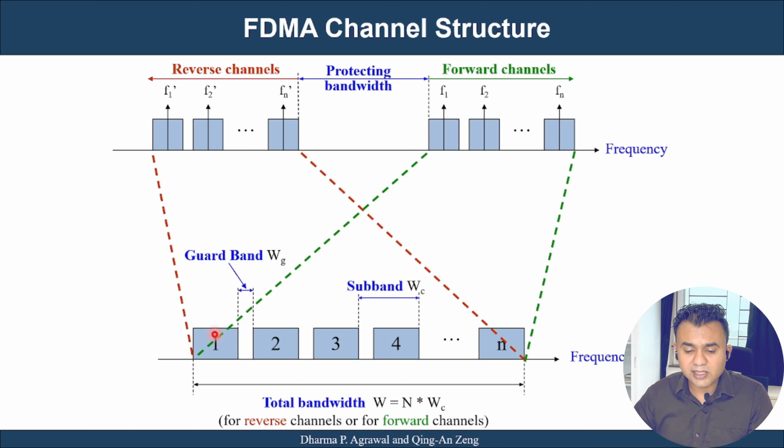Now if I just combine and say this is a particular range of frequency for the first user and then the guard band, second user and then the guard band, third user and then the guard band.